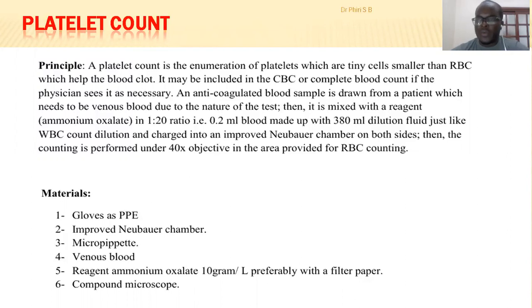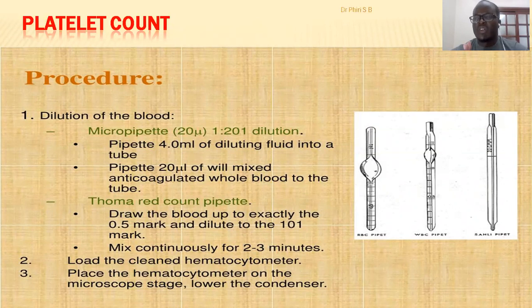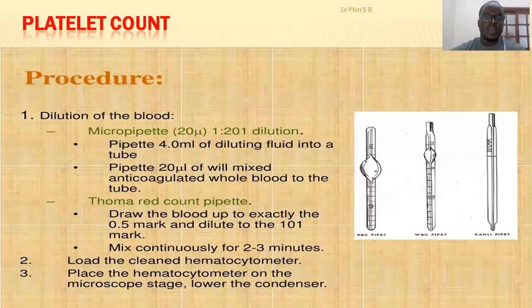Then of course you need a compound microscope to magnify the platelets so you can count them. Otherwise, with your naked eye, you can't count them. So the procedure: making a dilution. The dilution of blood depends on the ratio you want, how much reagent you want to add to the blood sample. You can have a 1 to 201 dilution, or a 1 to 100 dilution, but you just need to take note of that because you're going to factor it in when you start the actual calculation of the platelets.